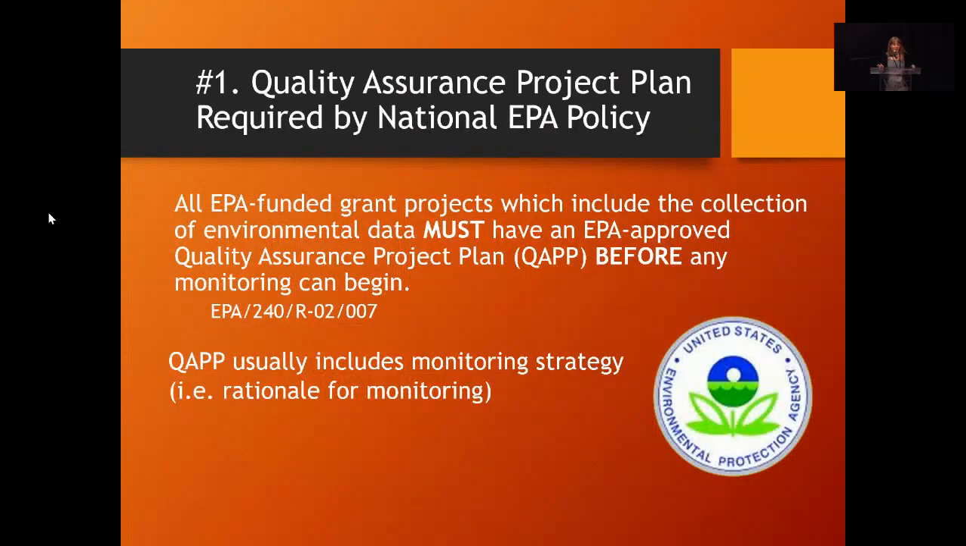A QAPP is required before any monitoring begins using Clean Water Act 106 funds. A QAPP should contain monitoring objectives, design, water quality indicators, quality assurance, data management, analysis and assessment, and programs and protocol for reporting. They're developed by tribes and reviewed and approved by EPA Region 9's quality assurance staff, and they need to be updated every 5 years.